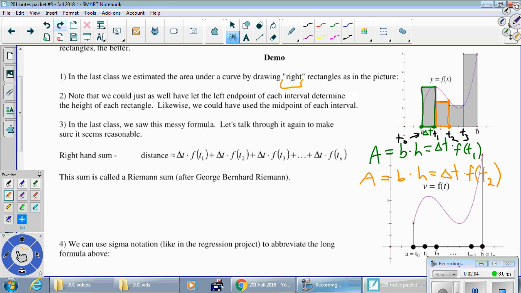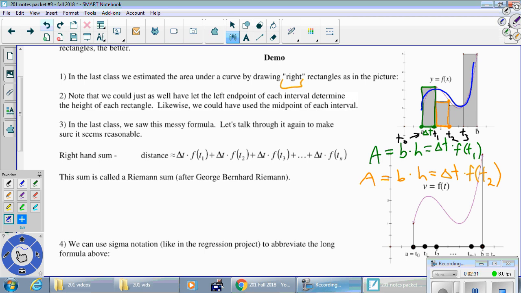And so if we continue on in this pattern, the area of all the rectangles added up is delta t times f of t1, we saw that, plus delta t times f of t2, we saw that one, all the way down to delta t times f of t sub n. Okay, and then last class, that particular function, the curve up here, was supposed to represent the velocity of somebody running a race or something.